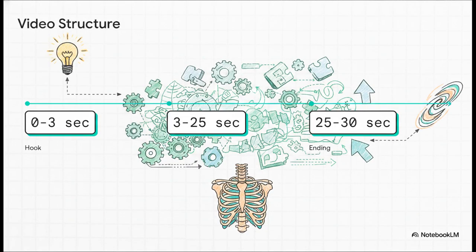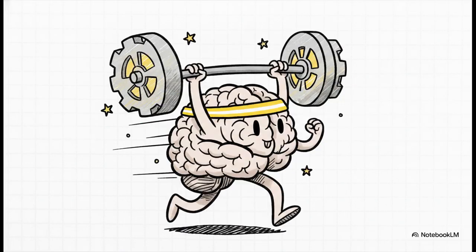To understand exactly how this is achieved, here is our roadmap. We'll look at the hook from 0 to 3 seconds, the physics body from 3 to 25 seconds, and finally, the ending from 25 to 30 seconds. All right, moving right along to the 22-second physics sprint. This 3 to 25-second block is where the heavy lifting of the scientific explanation actually happens. You have exactly 22 seconds to take the viewer from total curiosity to actual understanding.